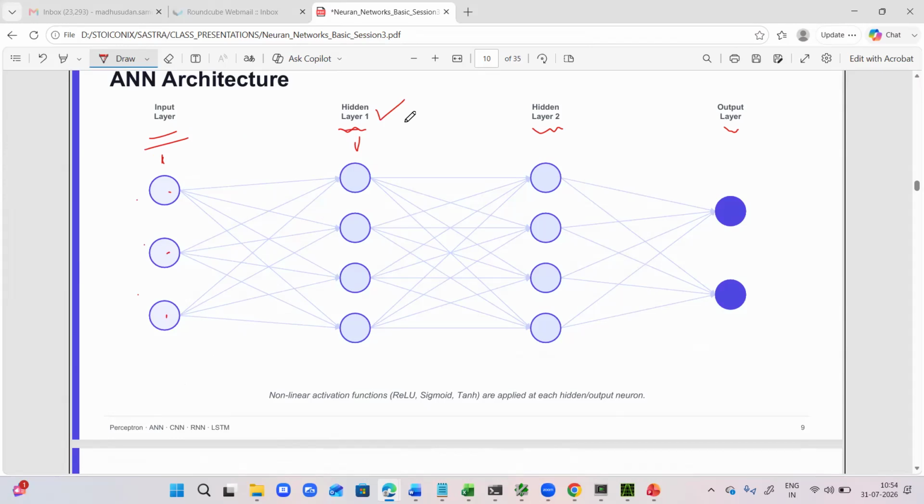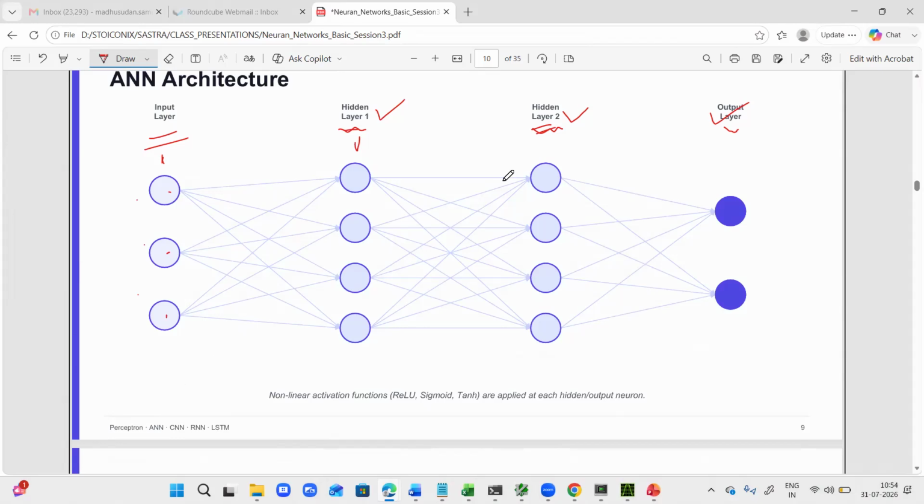We call this hidden layer one, this hidden layer two, and then finally there is going to be an output layer. So it's not that you should have only two layers. For this example we have only two layers, but you can have more than two, maybe 30, 40, 50, 100 layers. These are all pretty common depending on the model that you are going to build. So you will have that many hidden layers.